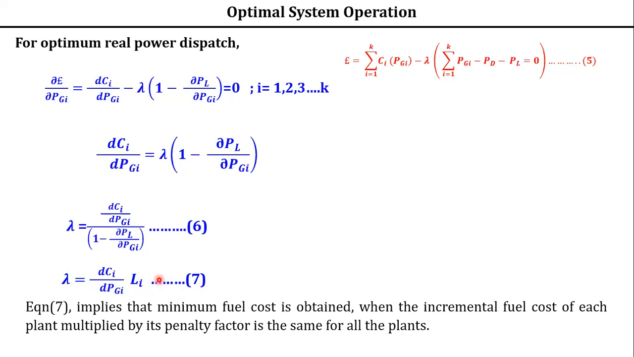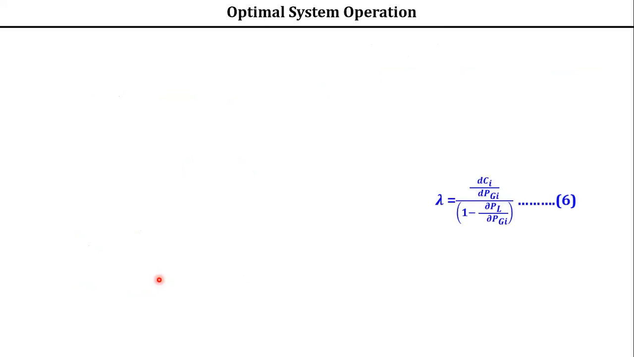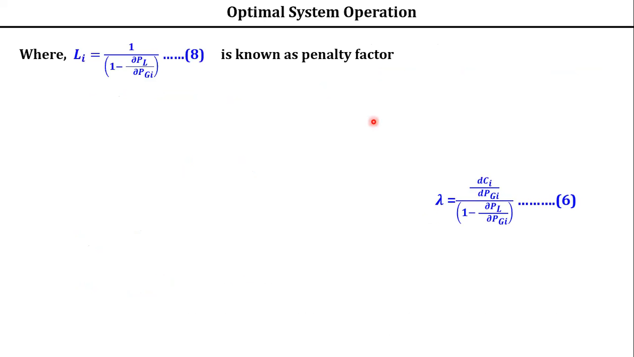Understood? So now coming back to this one, again equation 6 I have written for your reference. So I am going to replace it here. You see, this is known as the penalty factor. I have explained it, isn't it? What is Li from this equation? 1 divided by 1 minus ∂PL/∂PGi. That is your Li we have replaced. That you call equation 8, which is known as your penalty factor.